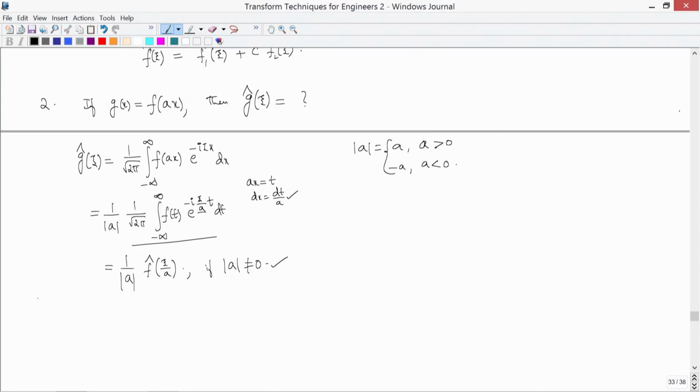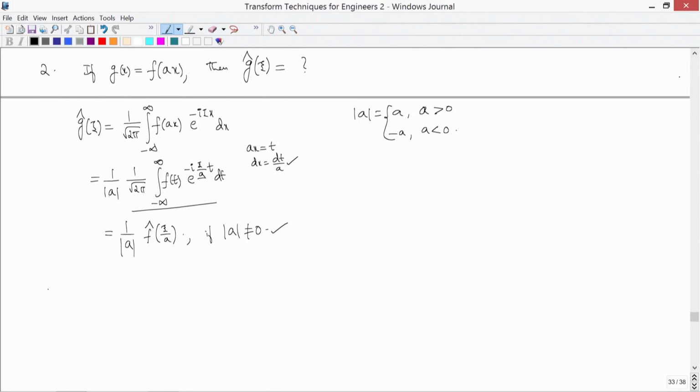So this is your scaling property: the Fourier transform gives 1 by mod a times f cap of xi by a. Now you can go on with some more shifting properties. For example, if I have g of x as f of x minus a, where a can be any real number, what happens to your g cap of xi?